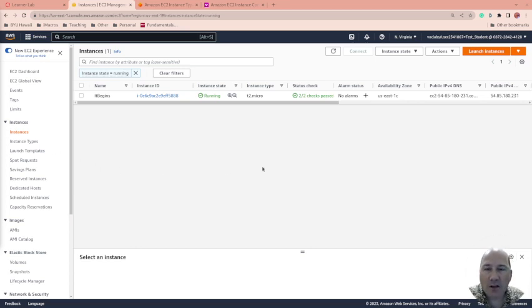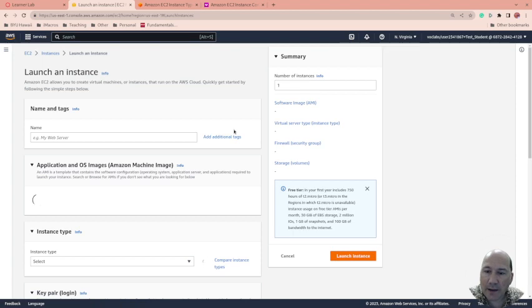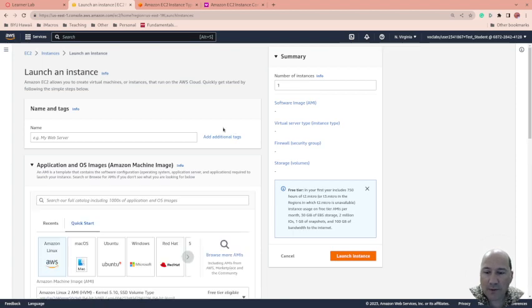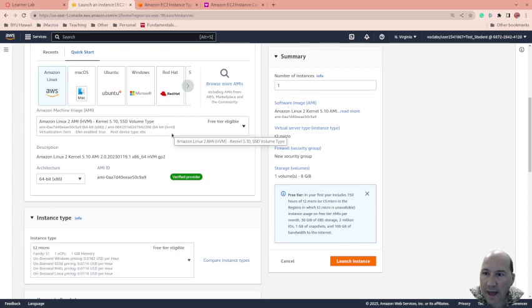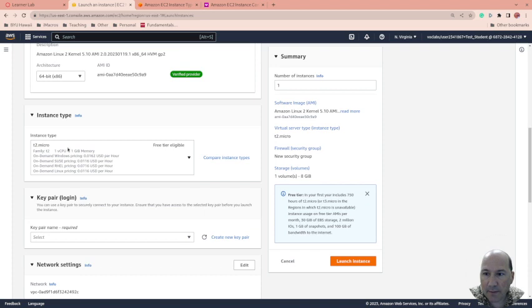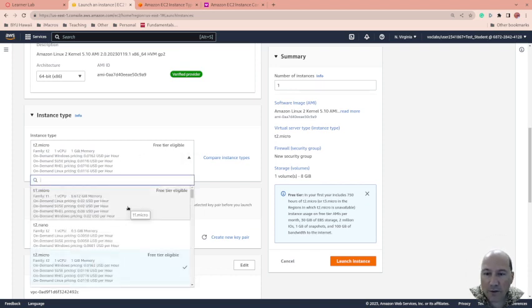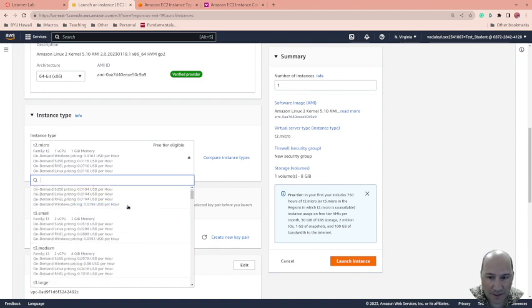Well, let's talk a little bit about EC2. So EC2, when we go to launch an instance, there are a lot of options here. And what I really want to dig into is the instance type this time. So we have here instance type. And there are tons of options here.